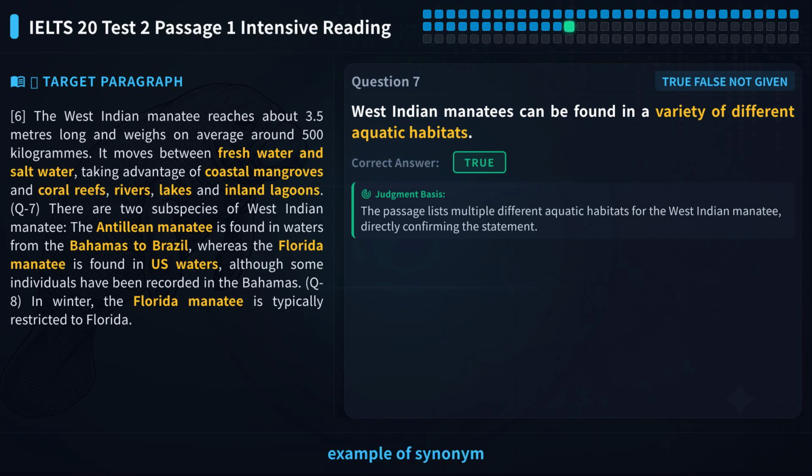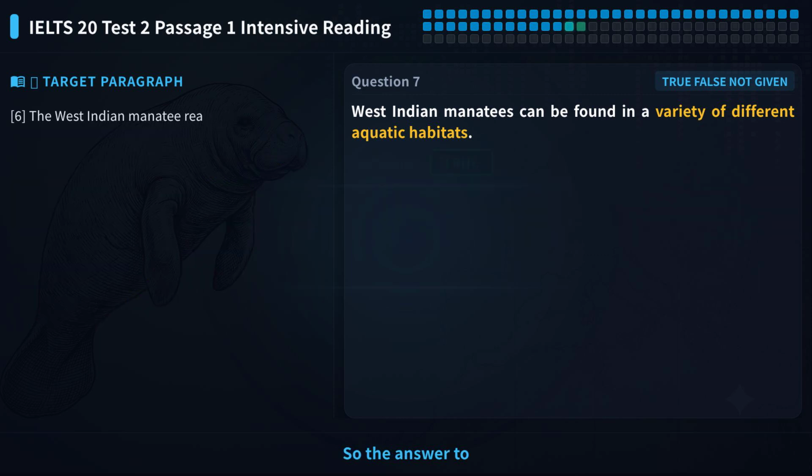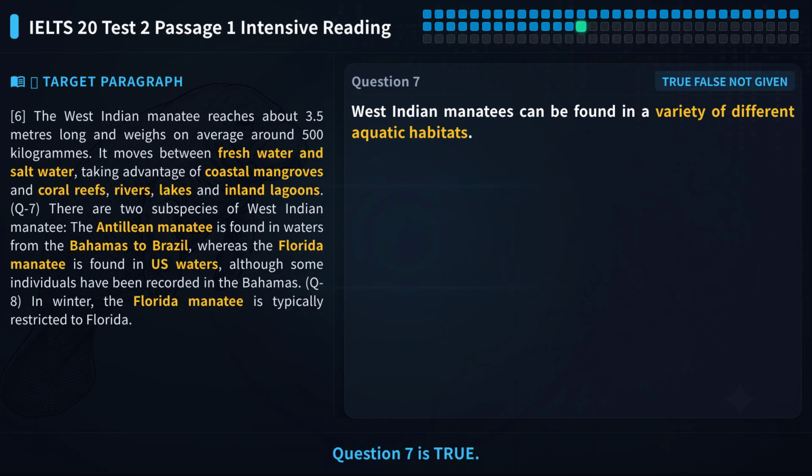This is a clear example of synonym replacement. So the answer to question 7 is true.